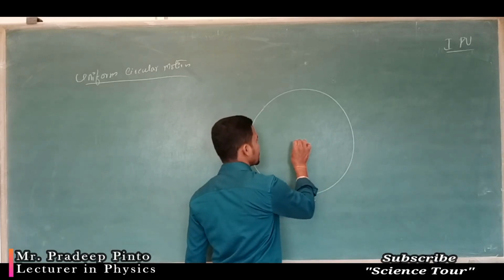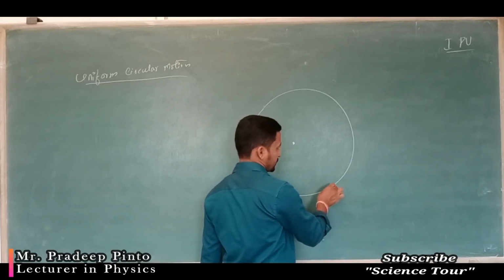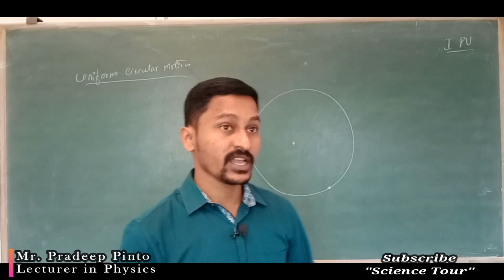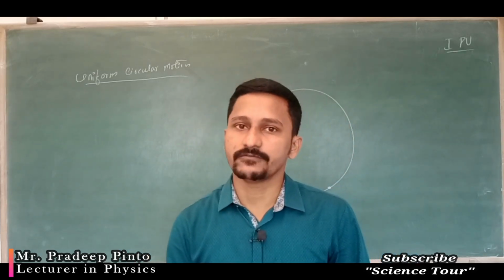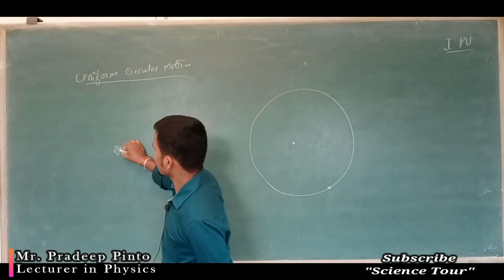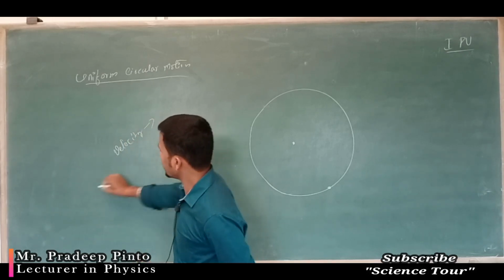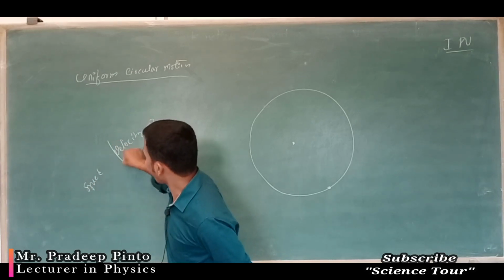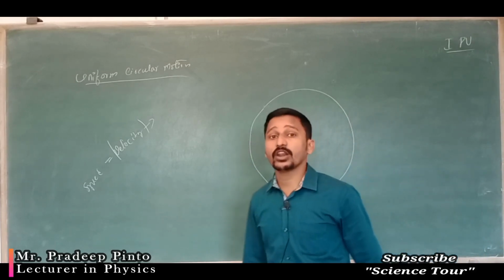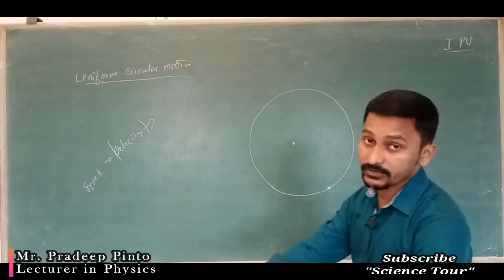So in a circle, this is the center, and that object is moving. Say for example, somewhere the object is here. Object moving in a circle with constant speed. See, speed is different, velocity is different. What do you mean by velocity? Velocity is a vector which has got some direction, but speed is nothing but the magnitude of velocity. Magnitude means that number. The number of that velocity is nothing but speed.